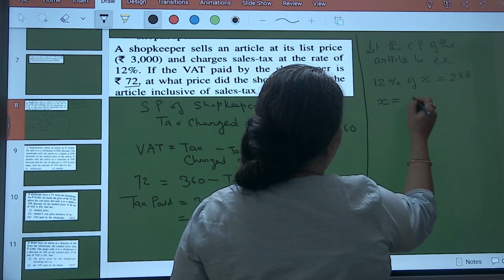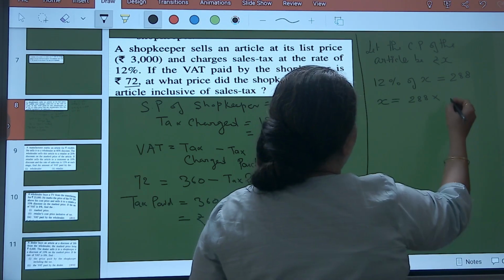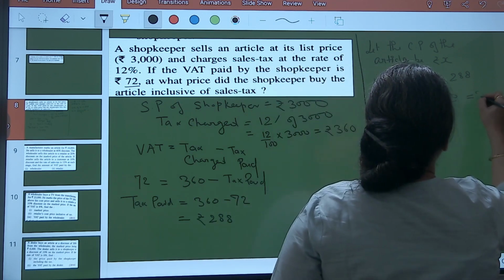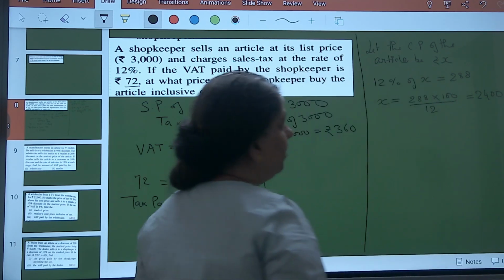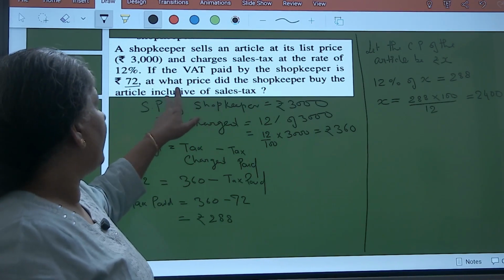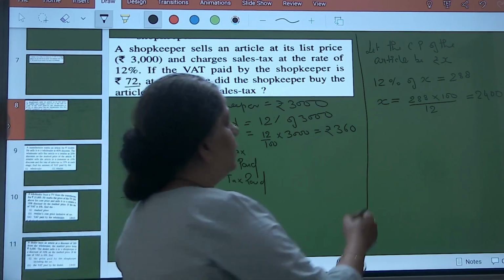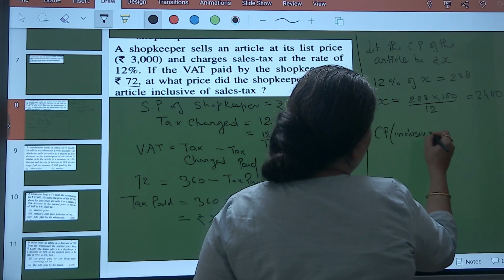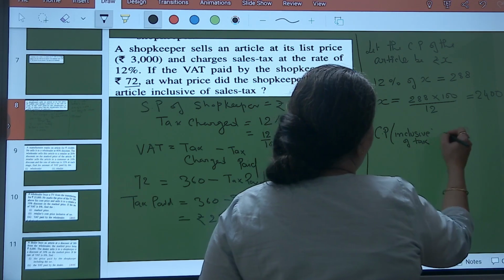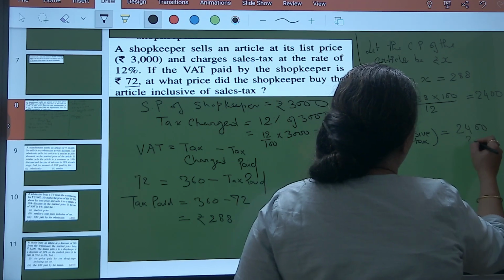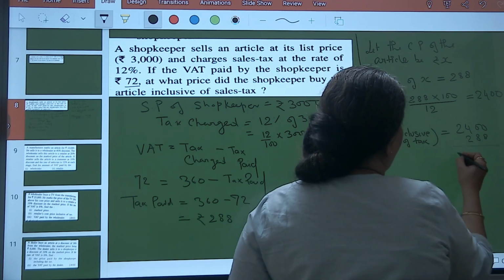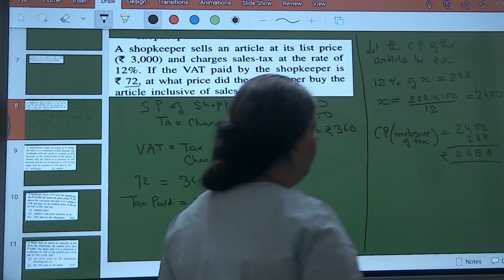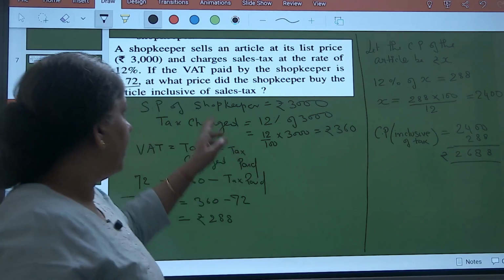Now we'll find the value of X. This will come out to be 288 into 100 upon 12. On solving, you will get 2400. So this is the cost price of the article. Now we have to find the price of the article inclusive of tax. So cost price inclusive of tax will be 2400 plus the tax he paid is 288. So you get 2688. That is he paid rupees 2688 for the article.